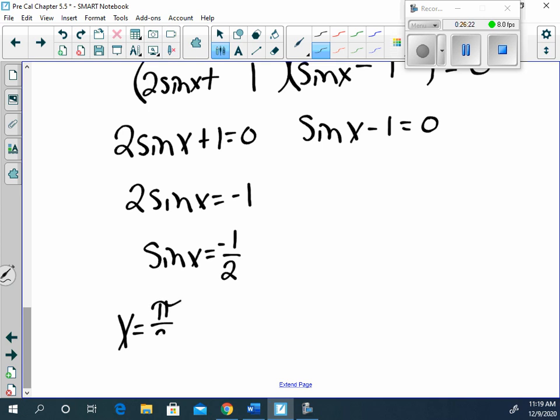I want to say pi over 3 and, no, not pi over 3 because it's negative. It's going to be in the fourth quadrant. What is it? 5 pi over 3? No, you're good. 7 pi over 6 and 11 pi over 6.